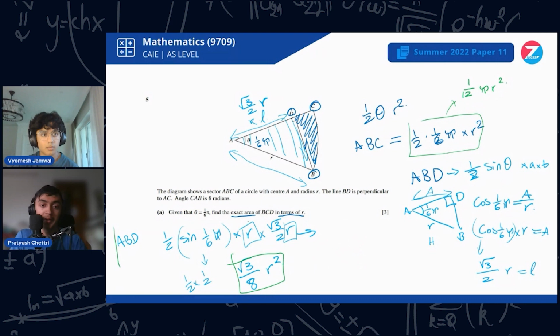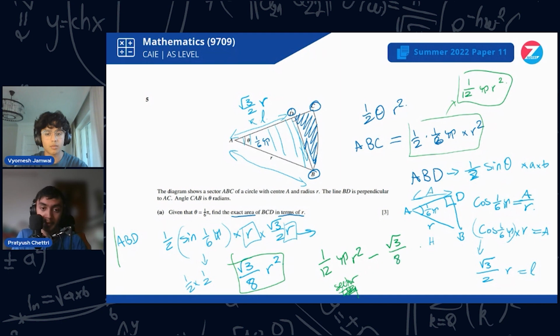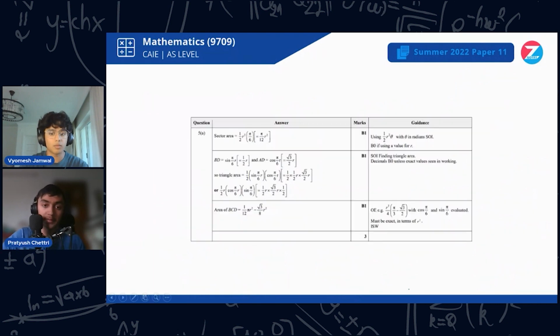And so my exact area would be the area of the sector minus the area of the triangle. So my area would be pi r square, no, sector minus triangle. So 1 over 12 pi r square minus root 3 over 8 r square. I could take r common, but you don't have to because it's in terms of r. Just check that.